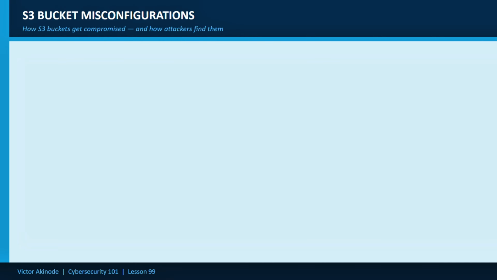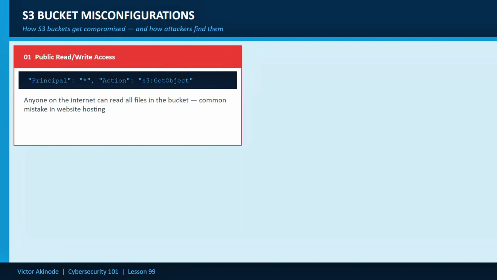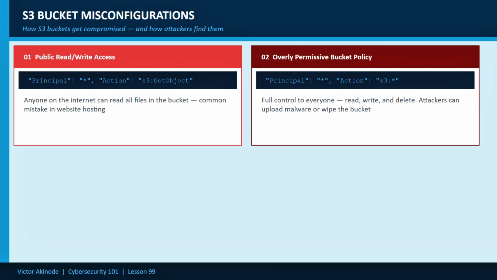Now let's consider the S3 bucket misconfigurations. So let's see how S3 buckets actually get compromised. Misconfiguration number 1 is public read or write access. This policy allows anyone on the internet to read files. It is fine for public websites, but catastrophic for sensitive data. Misconfiguration number 2 is overly permissive bucket policies, that is granting full control to anyone, because attackers can upload malware or wipe your entire bucket.